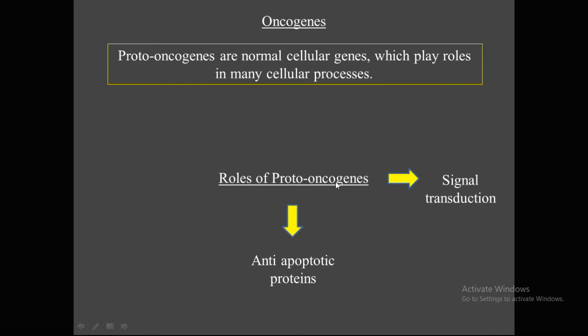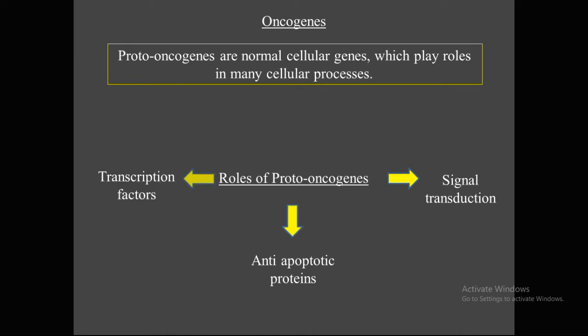They also have anti-apoptotic functions. Apoptosis is basically cell death, programmed cell death. And these proto-oncogenes have anti-apoptotic functions, that is they prevent cell death. They code for proteins which are anti-apoptotic.